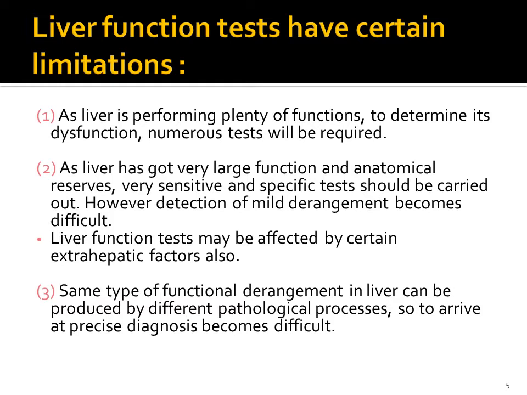For example, serum bilirubin level is raised by hepatitis, and it is also raised in obstruction, like gallstone obstruction in the bile duct, so there is extrahepatic obstruction. So in hepatic as well as extrahepatic processes, the serum bilirubin level may be raised. So functional derangement is there in serum bilirubin, but the pathological process is different. So we cannot arrive at a precise diagnosis by just one test.